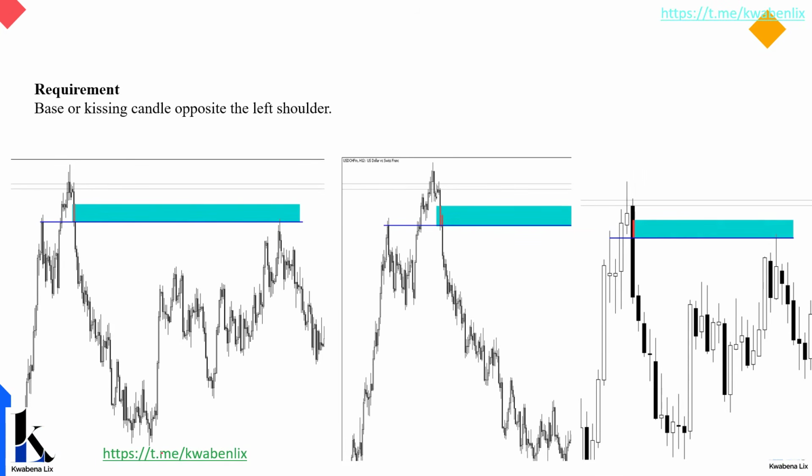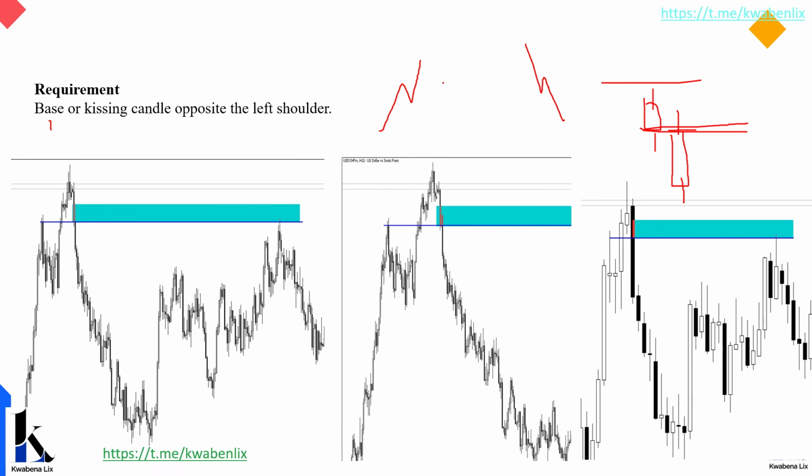So here we have another one. We are looking for a base. A base can be a rally base rally, I think we did that in the other video, or a drop base drop, or a kissing candle, sometimes called a gap. So here we have a bearish candle and another bearish candle. That gap between them, this level, is called the kissing candle or a gap.